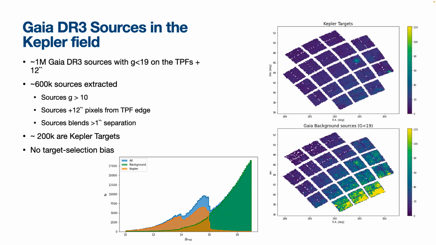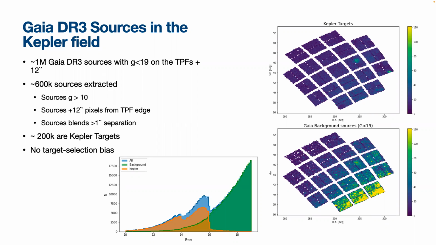All right, so now let's go into the steps that we follow in our pipeline, in our analysis, to extract these light curves. First, I already mentioned that we use Gaia as an input catalog for the sources that we're going to extract. We query Gaia down to magnitude 19. There were around 1 million sources available around the targets, around the TPFs.